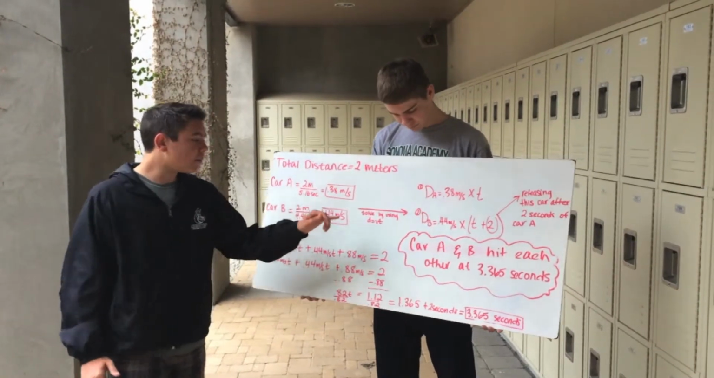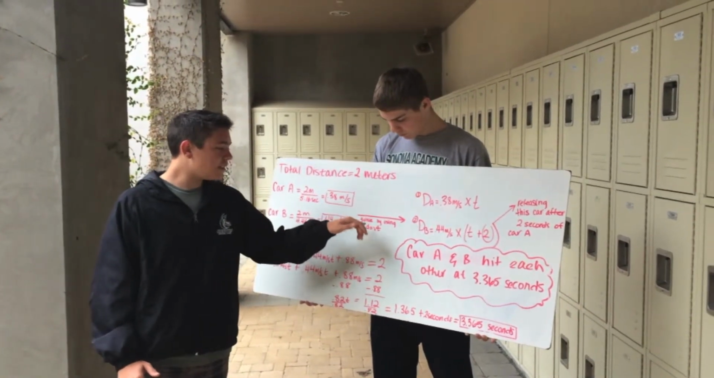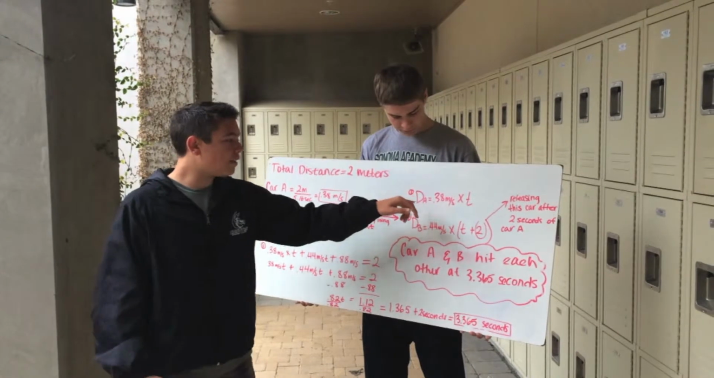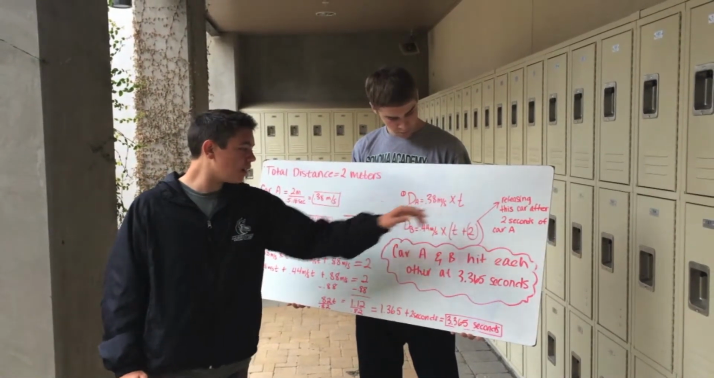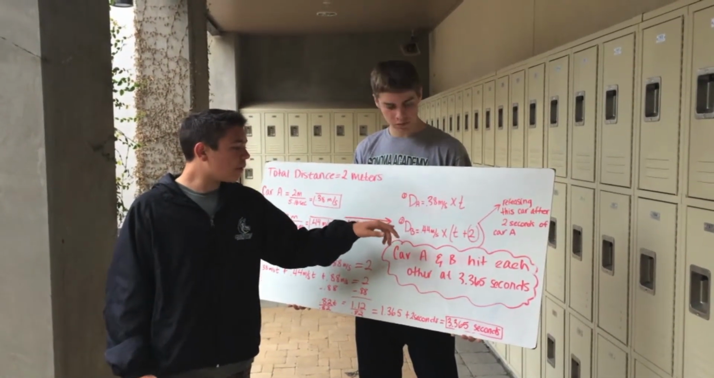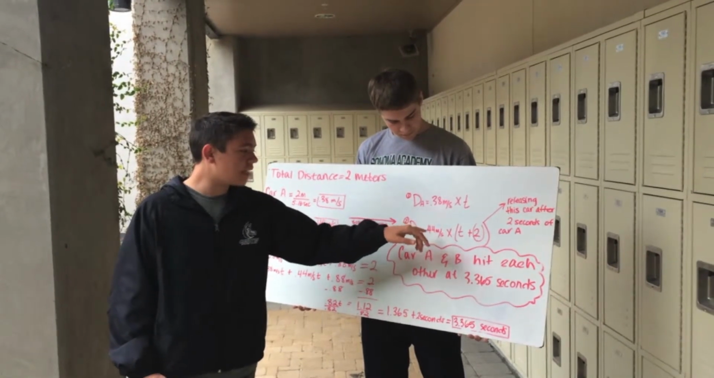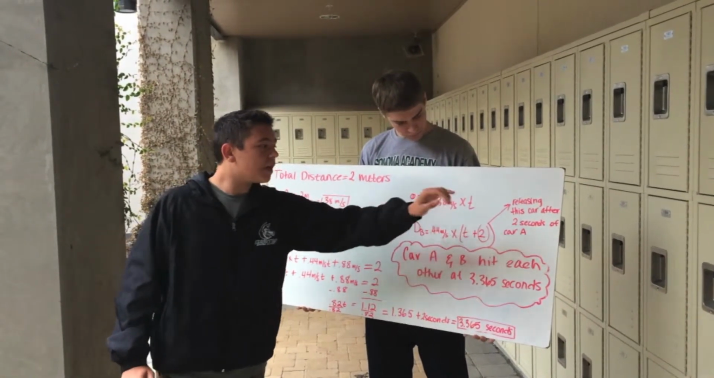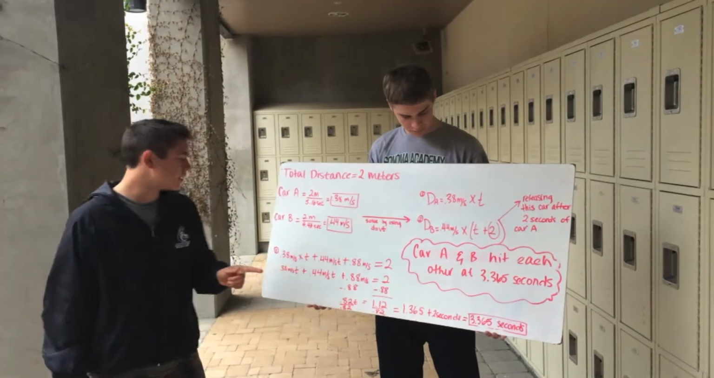And then to find the time, we did distance equals velocity times time. So here we did 0.38 meters per second times t. And then for car B, we did 0.44 meters per second times t plus 2, because we decided to release this car 2 seconds later.